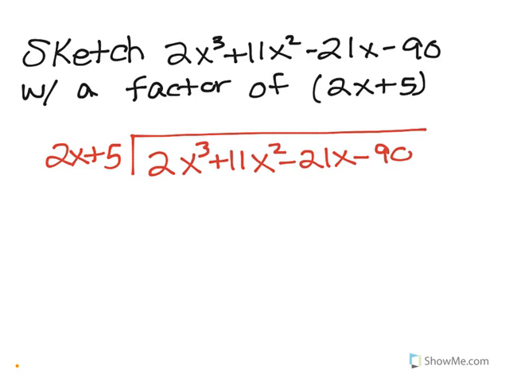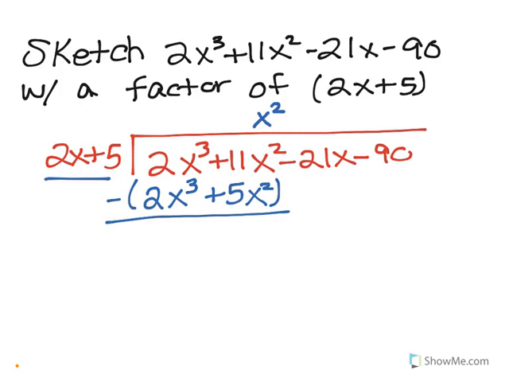Okay, so we're going to do the first term of the dividend divided by the first term in the divisor, and we're going to get x squared. And I'm going to put that over top of the squared term, or the quadratic term, in my dividend. Alright, now I'm going to take that x squared and multiply it through my divisor. And then I'm going to get 2x to the third plus 5x squared. And with long division, we're going to subtract.